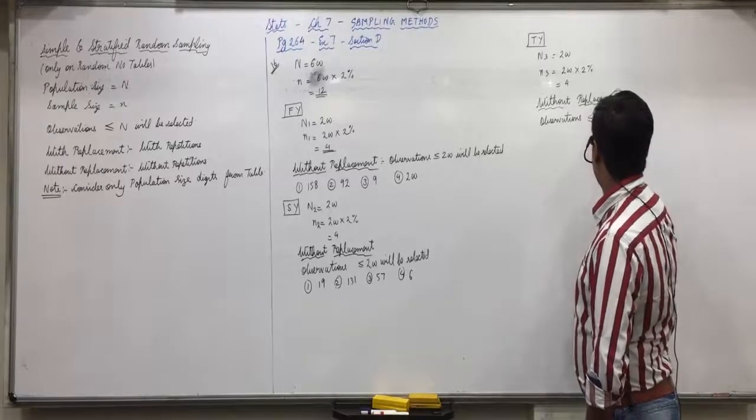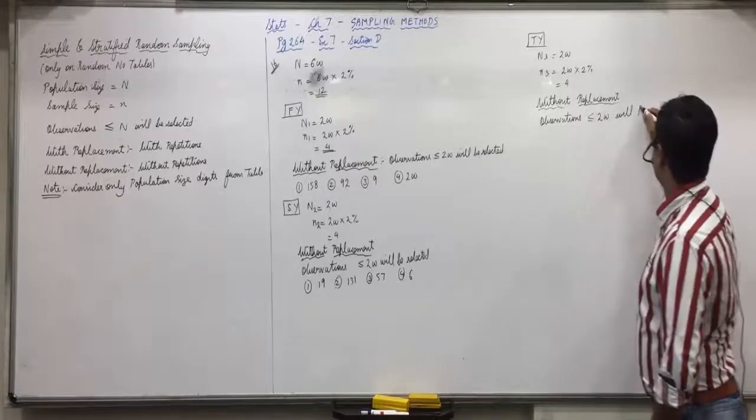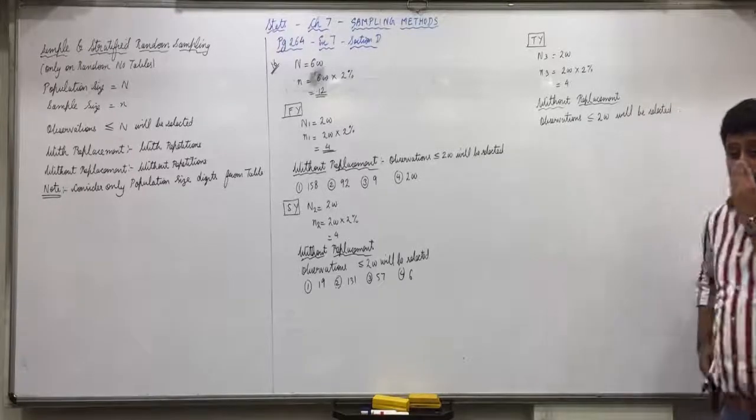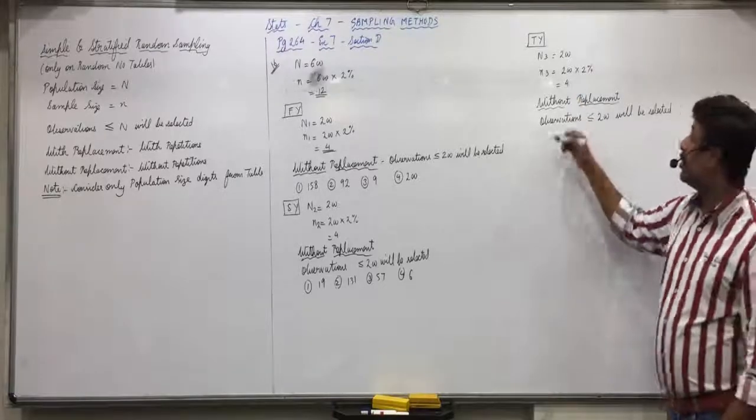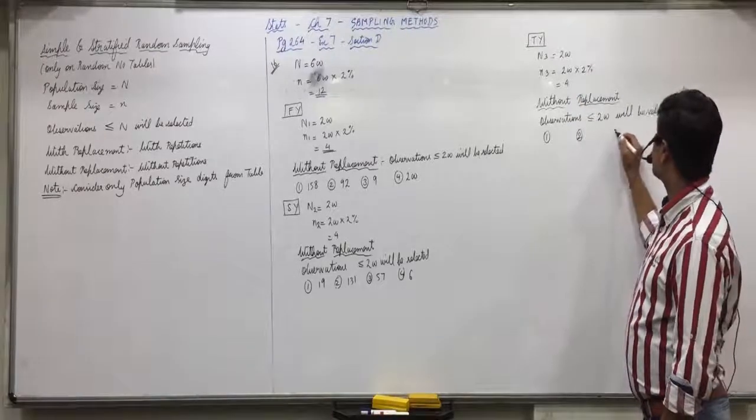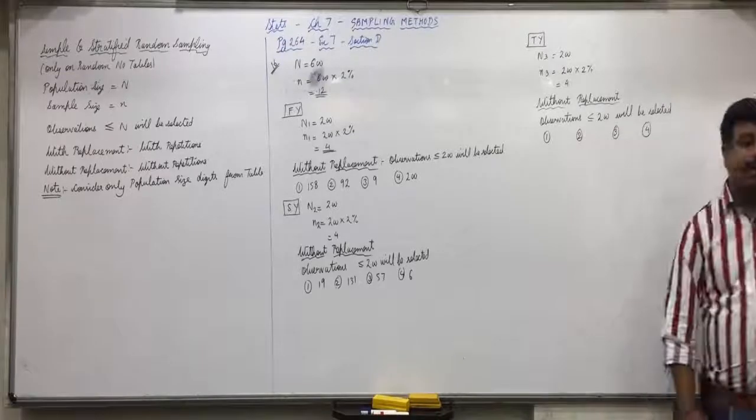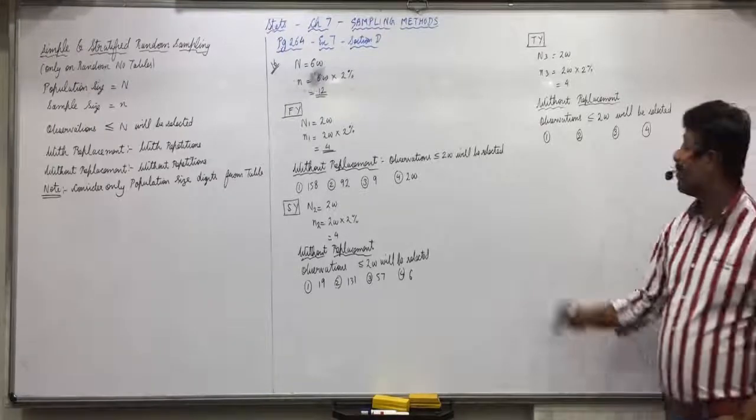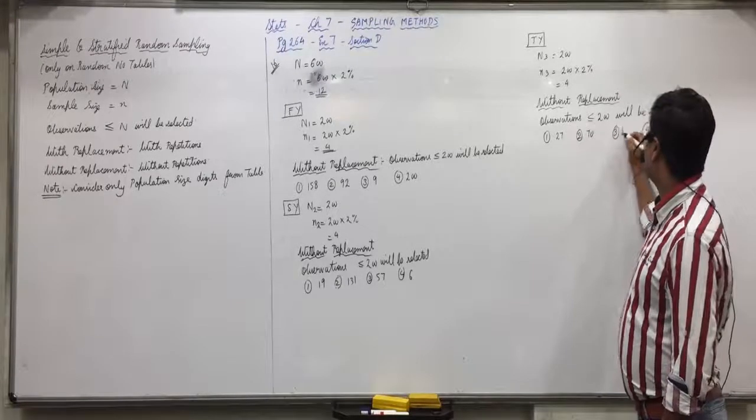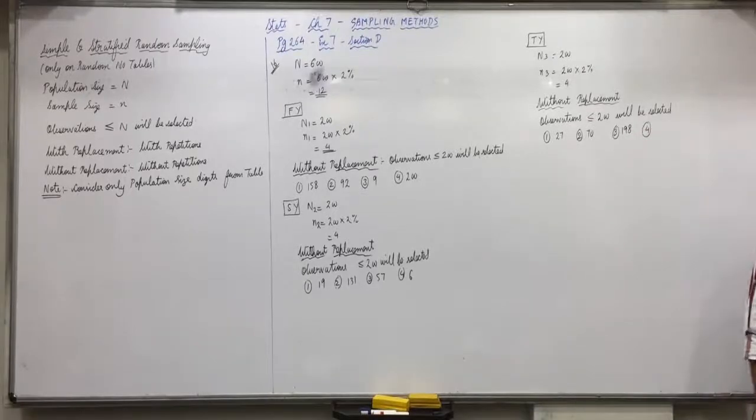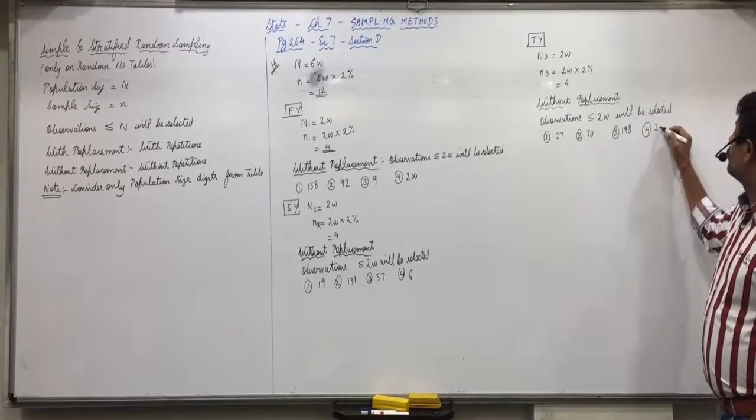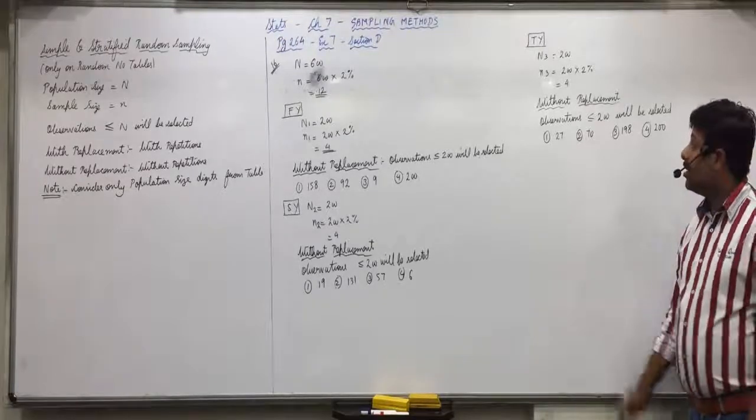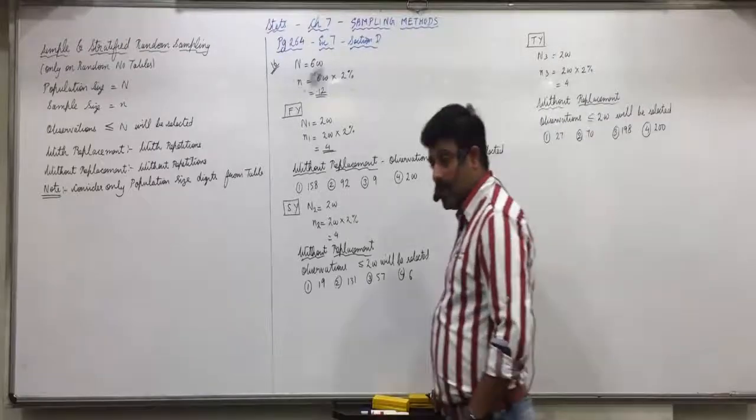Observations less than or equal to 200 will be selected. Small n3 is again 4, so 4 numbers we will write first. And less than 200 we have 27, 70, 250, 198, and then directly 200. Yes? No, 200 will come, less than or equal to. 200 can be selected.